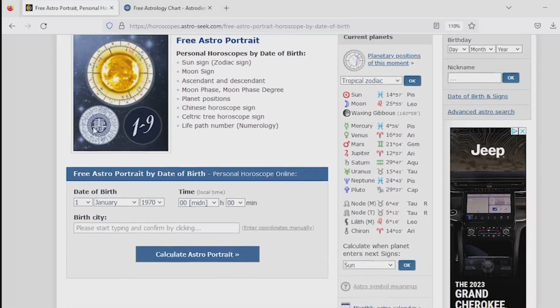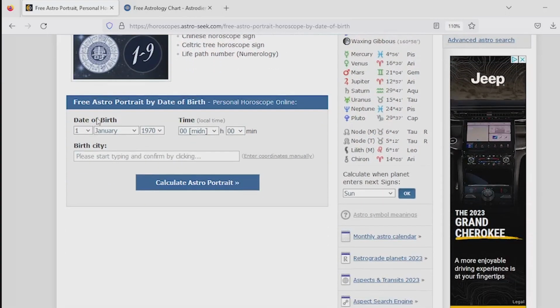So you're going to simply scroll down until you see free Astro Portrait by date of birth. And I'm going to put in the birth information of somebody in my family. Hopefully you have your accurate birth time and location. If you do not, I would encourage you, if you're first learning astrology, to put in the birth information of somebody, maybe in your family or a friend that you do have accurate information for.